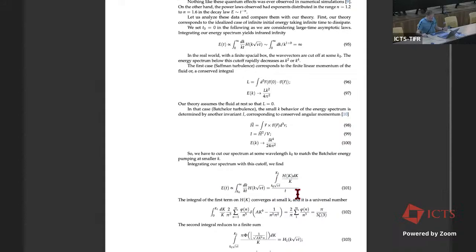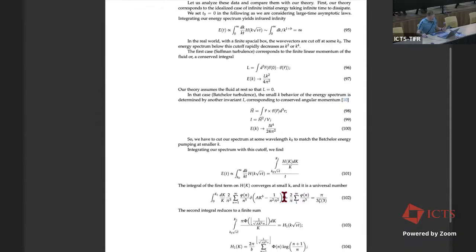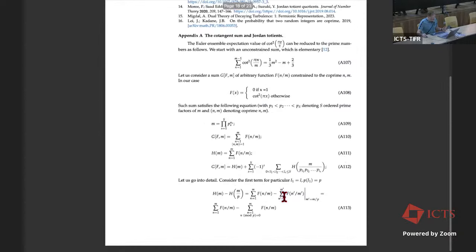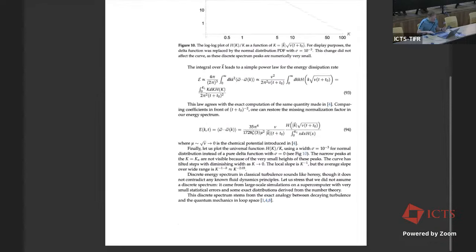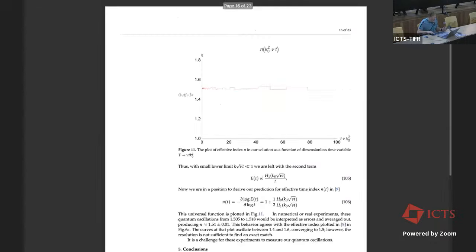It is now no longer 1 over t, because there is a lower limit of this integral, and that lower limit depends on time, because my variable is k times square root of nu t. So when you consider that, you could actually compute the thing which is measured, and this thing is the logarithmic derivative of energy with respect to time. We call it effective eta, n of t, and it was observed in numerical experiments that this eta is not really a constant. It is something which is changing with time. So here is the exact answer for that thing in my theory.